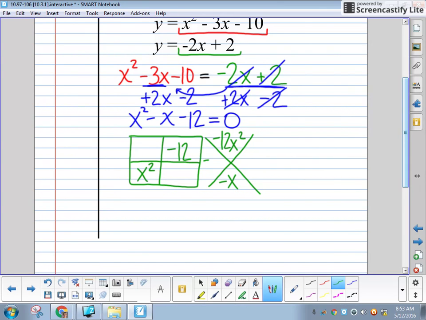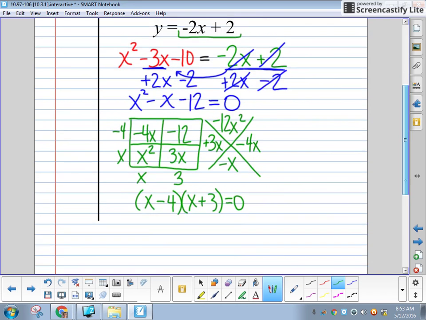So since this multiplies to a negative, I know I've got a positive and a negative number, and they multiply to 12 and add to negative 1. So I'm looking for them. They're 1 apart. 3 and 4 are 1 apart that multiply to 12. I want the 4 to be negative, so I'm going to have negative 4x and a positive 3x. And then I put those over in my rectangle, and then I fill out the outside. So my factored form is now x minus 4 times x plus 3 equals 0.